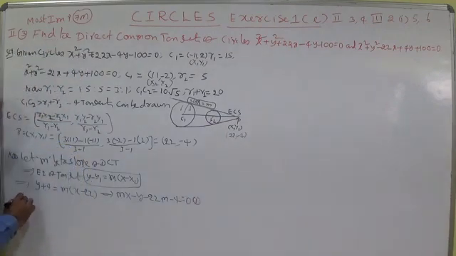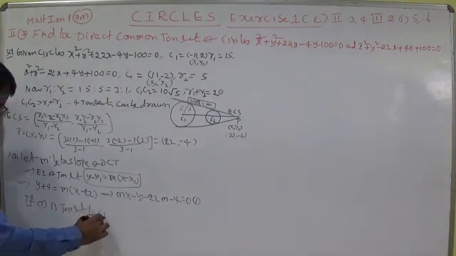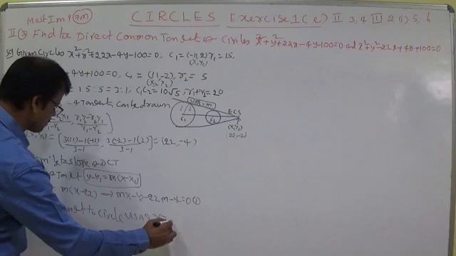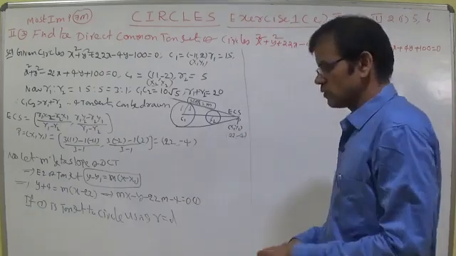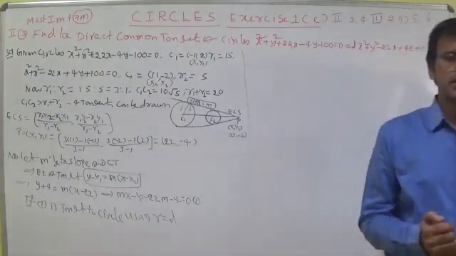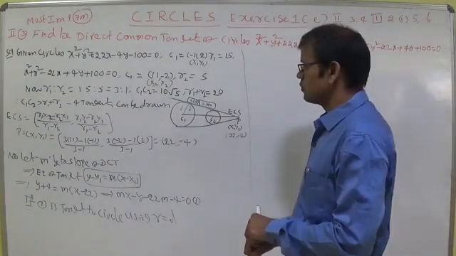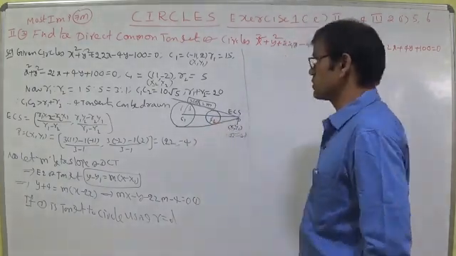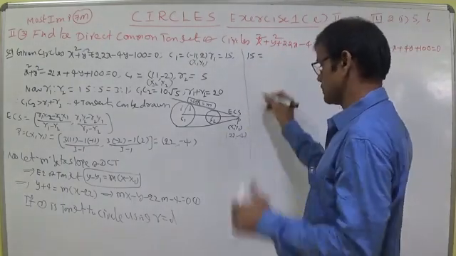Write the condition: if the line is tangent to circle 1, using r is equal to d. So what is r, what is d? R is the radius of the circle, whatever circle you are thinking. If you take the first circle, you should consider the radius of the first circle. If you take the second circle, you should consider the radius of the second circle. Let us consider the first one. 15 is equal to d.